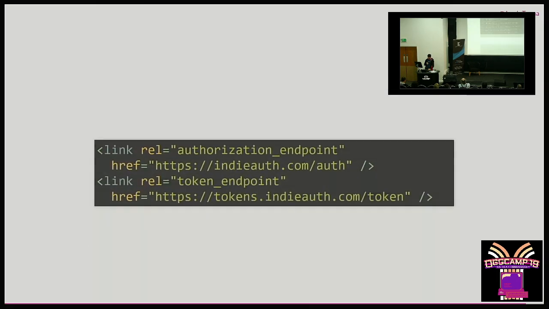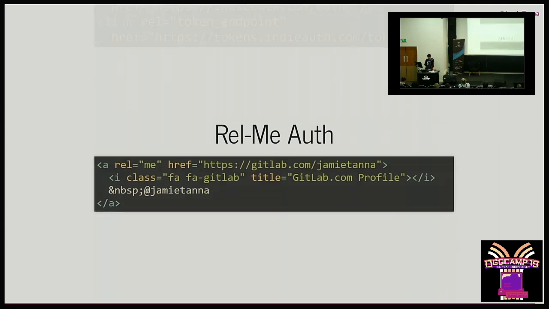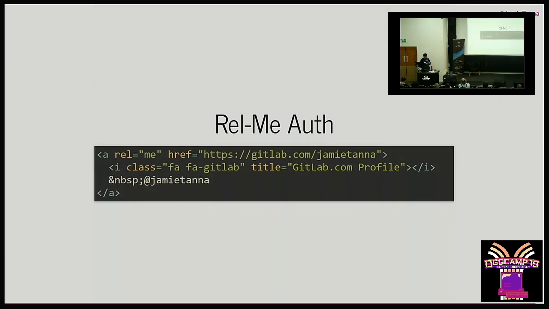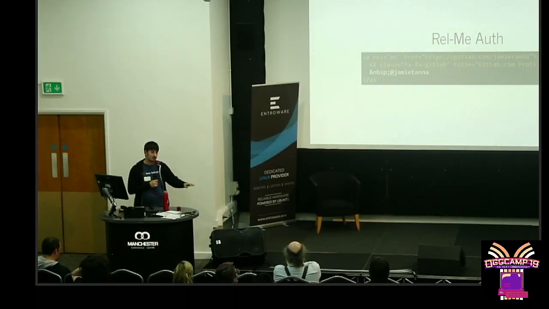There are some specs of how you actually discover that. Then finally, sorry, I've got 10 seconds left. There's this rel rule. So notice we've got a rel equals me. This lets the provider know that my GitLab account can be used to authenticate me. So if they already had an integration with GitLab, they could delegate to GitLab, and that would then log you in.